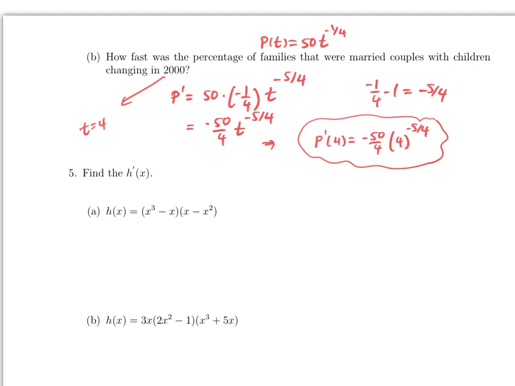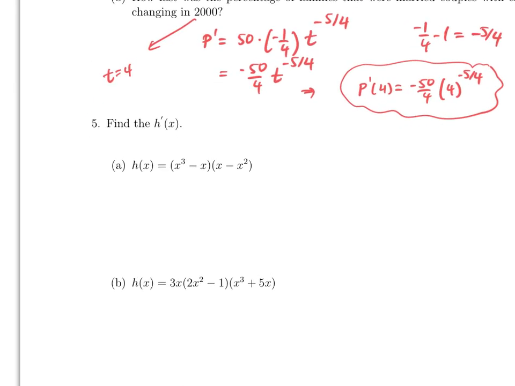Then question number 5 is the product rule. Remember the product rule, so let me do this question in slow motion. This is how you apply it: it's the derivative of the first one, so I'm going to even write it out, times the second one, plus the derivative of the second one times the first one, right?